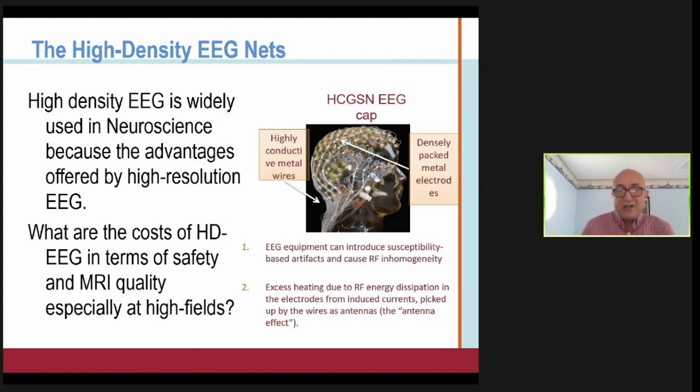And the very, very long leads can pick up the RF, which is used in the MR to elicit signal from the tissue. And this can be dissipated back into the electrode, and they can produce some heating. We're going to talk about this effect, called the antenna effect, quite a bit along this presentation.